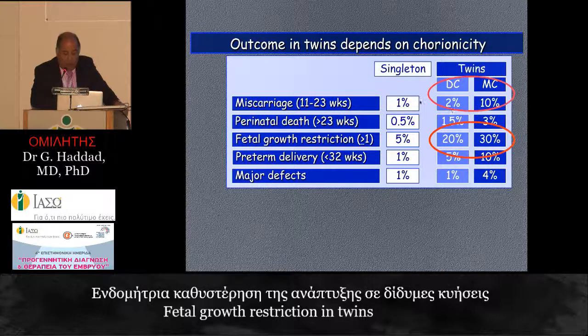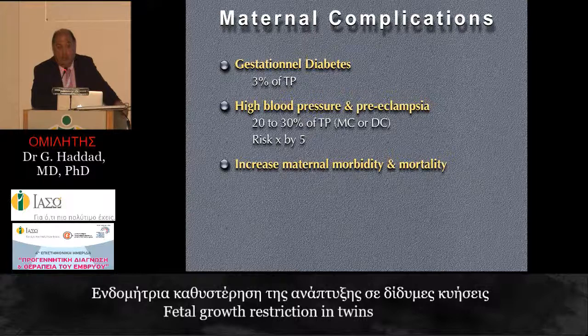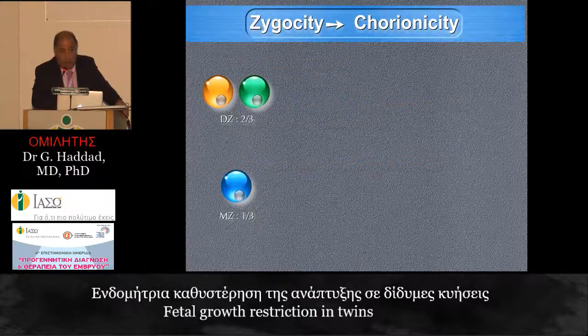You see, for example, for miscarriage, it's 10% of monochorionic, and in fetal growth restriction, it's 30% to 20% to dichorionic. So you see, the two problems are important if it's di or monochorionic. And of this, we have a lot of maternal complications, diabetes, but also high blood pressure, and more morbidity and mortality to the mothers.